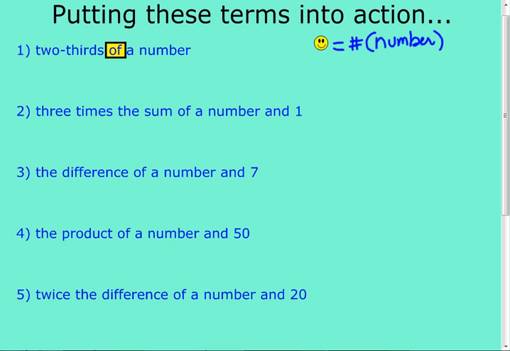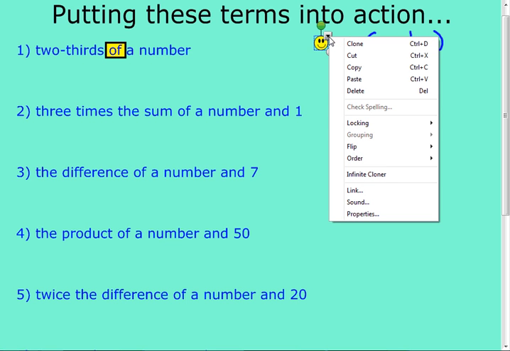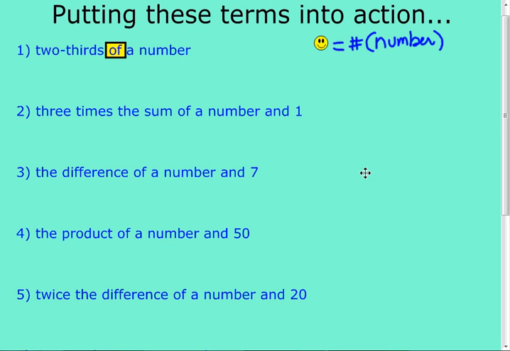So 2/3 of a number. How would you write that? I don't know. I don't know what the number is. That's what I love about algebra. I'm going to do an infinite cloner if I can find it. There we go. So it's 2/3 times. Okay, so try writing it, and then somebody can come up there. Since I have an infinite cloner, you guys can do this.